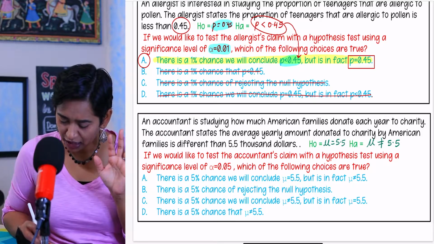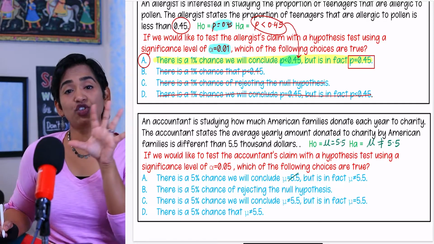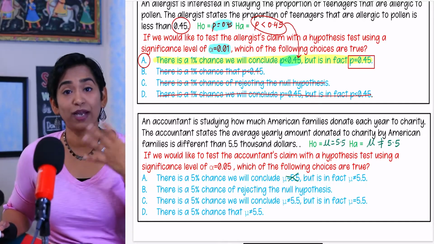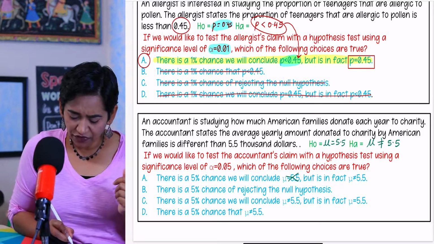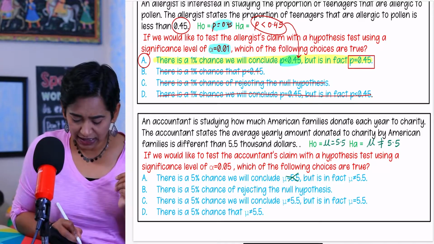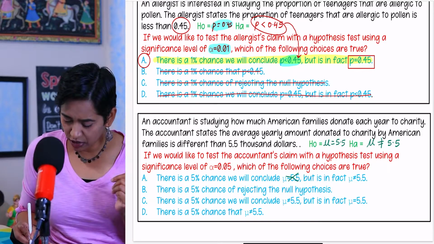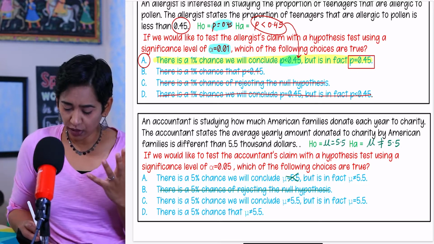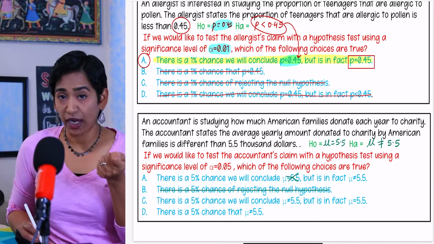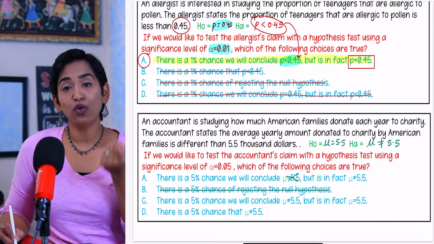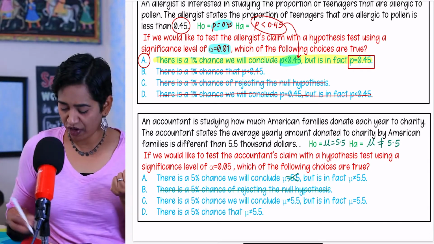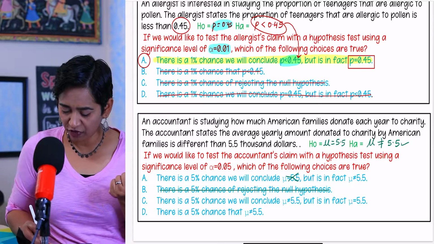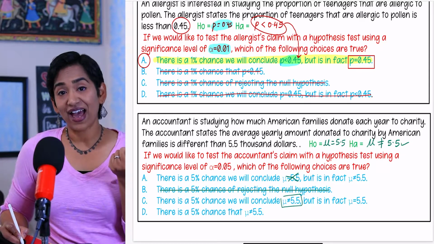So this is not my HA. The terminology has to be exactly like the way I'm saying it. There is 5% chance of rejecting. That's not the terminology that we use, right? There is 5% chance we conclude. We conclude what? HA. What is my HA? Mu not equal to 5.5. So mu not equal to 5.5, but in fact H naught.